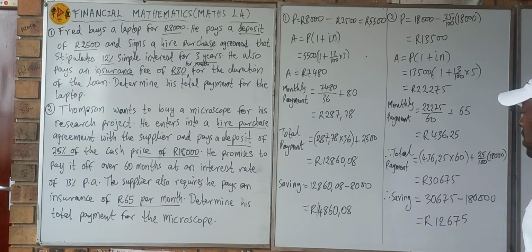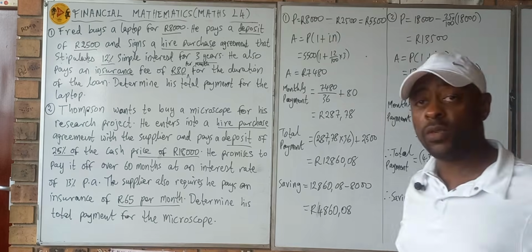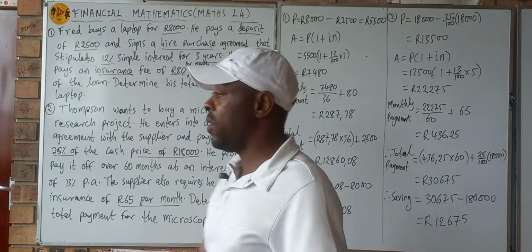As we've all seen, the first person saved 4.8, and this one is saving 12,000. But what if you don't have the money? You don't have a choice. But if there is an option to avoid hire purchase, guys, I always encourage you to raise your money and buy your things cash.